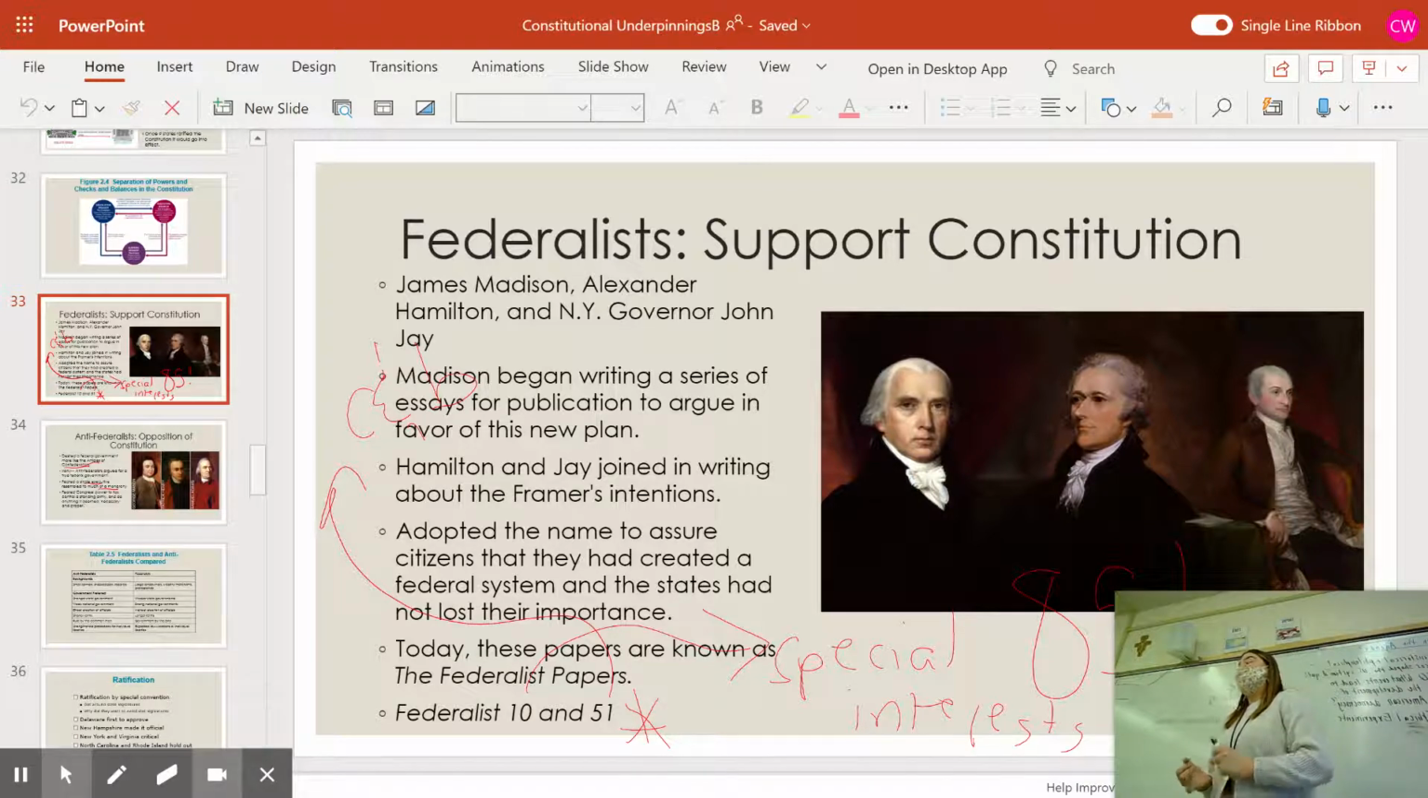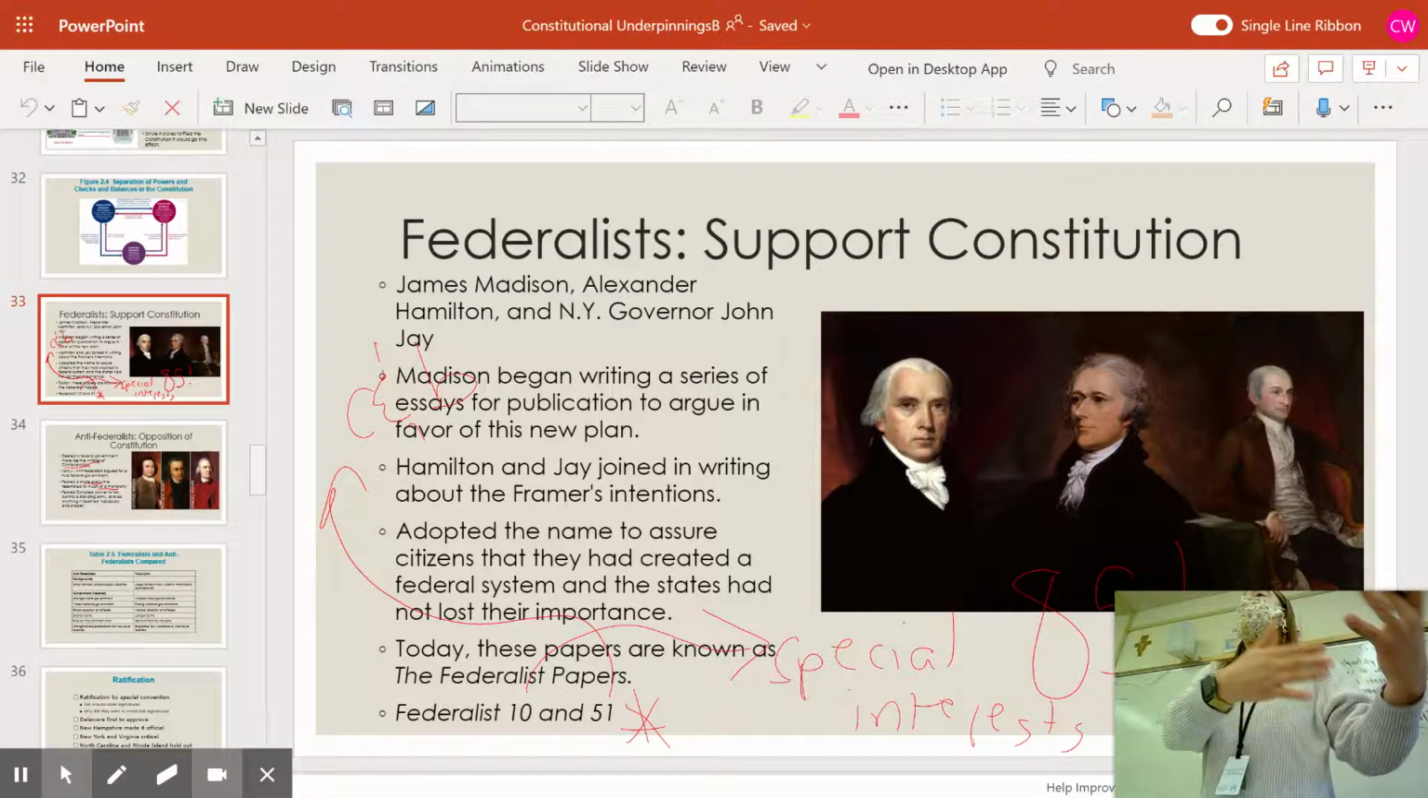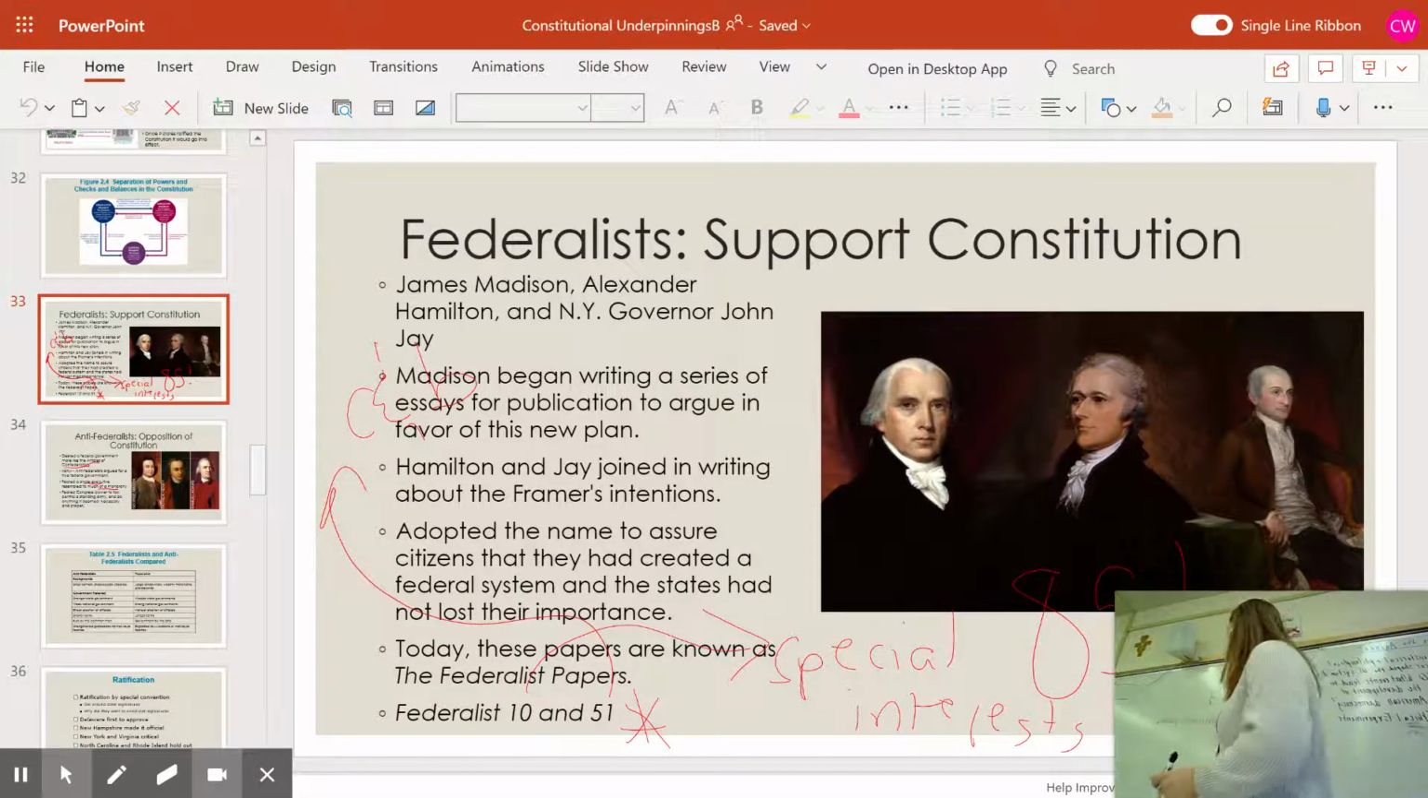We know that if your rights are not being protected, you have the right to replace your government. You can overthrow your government and replace it with one that will protect you, because the people are the main source of power in a government. The people give consent to their leaders. Now, with that being said, why were the states very cautious when creating a central or national government?